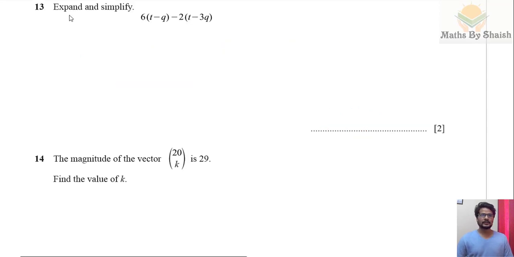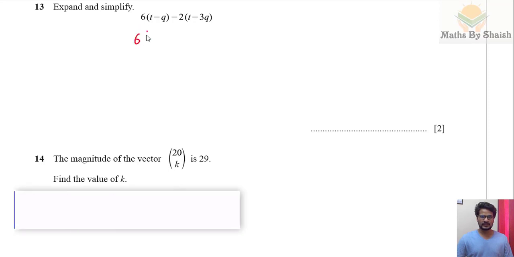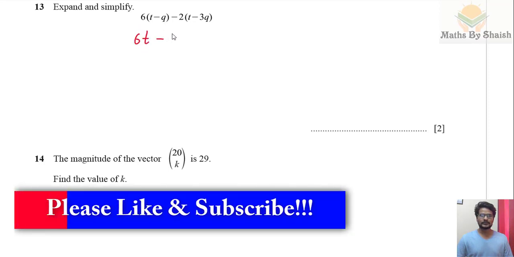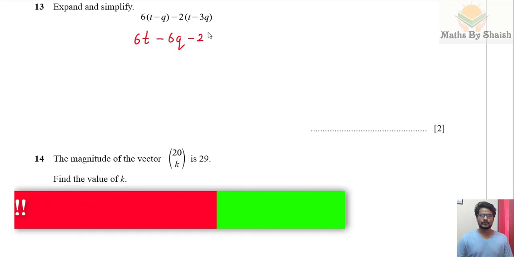Here's the 13th question. Expand and simplify this. So we need to first of all open the bracket by multiplying. So 6 into t is 6t. 6 into q is -6q. -2 into t is -2t.